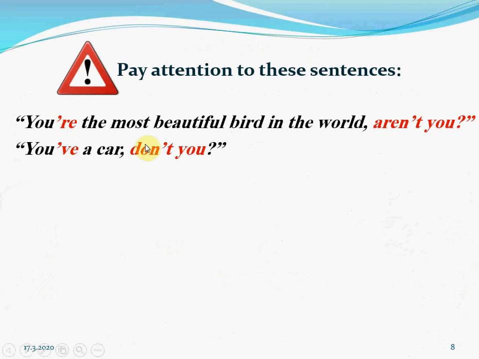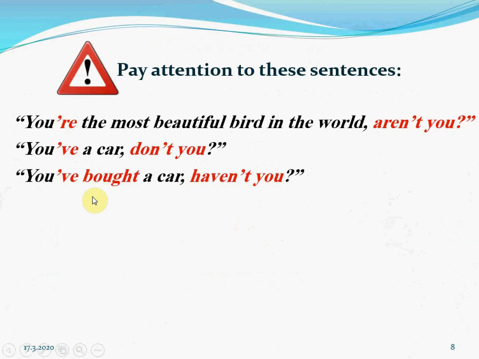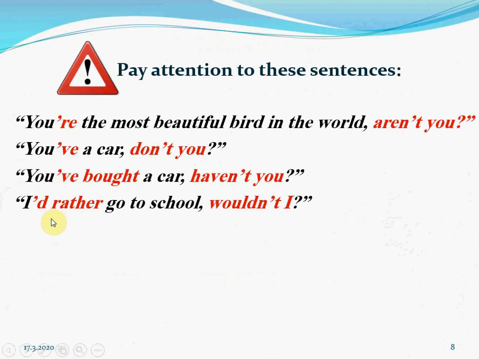So present, don't you. But pay attention to this sentence also, you have bought a car. So here have is a helping verb, okay? And we have the main verb buy, which is bought, okay? So have bought, it's going to be haven't you. Also this example, I'd rather go to school. So would rather here, it's would. So the apostrophe d here is wouldn't I.